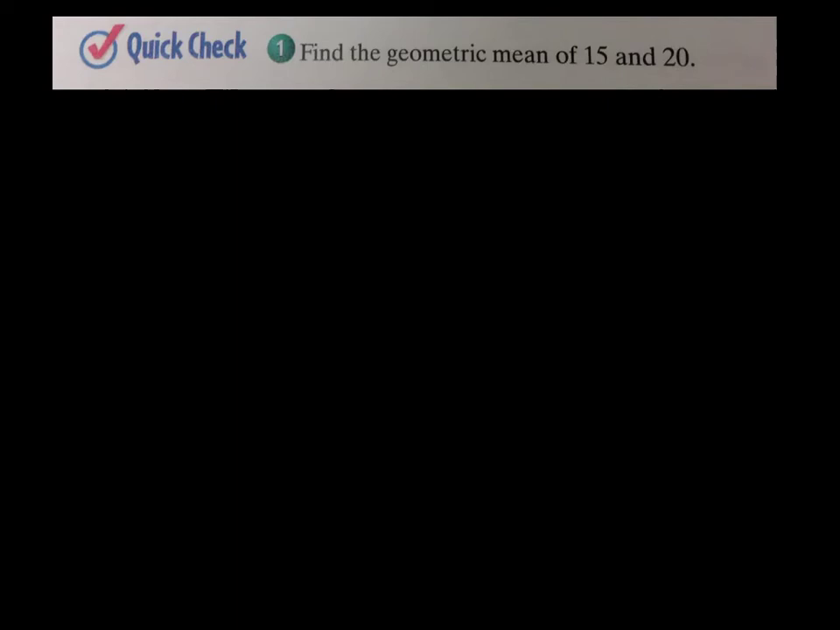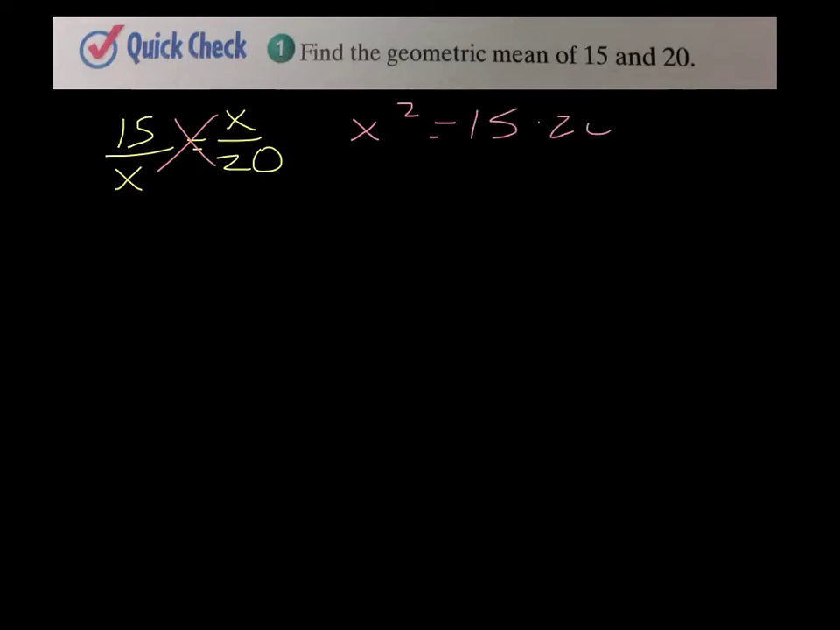Now, quick trick number 1 asks you to find the geometric mean of 15 and 20. Please pause the video while you try to figure this out. Again, the first thing we're going to do is set up a proportion. 15 over x equals x over 20. Then again, you're going to do cross products. So x squared, x times x, is going to equal 15 times 20. So x squared is going to equal 300.